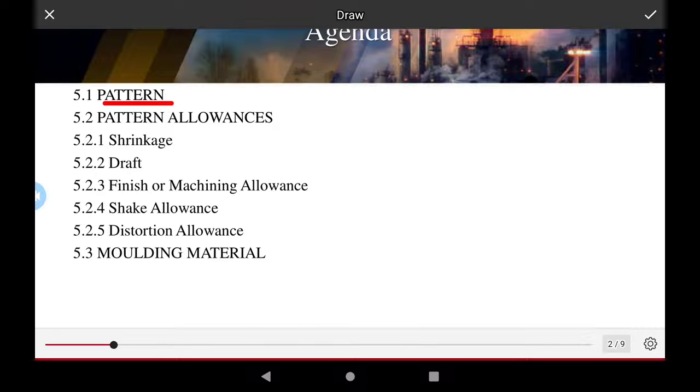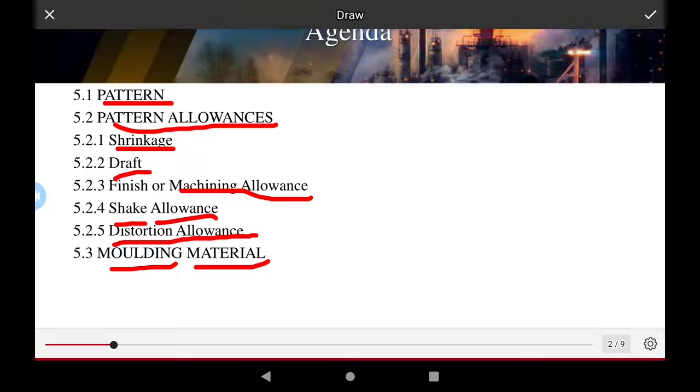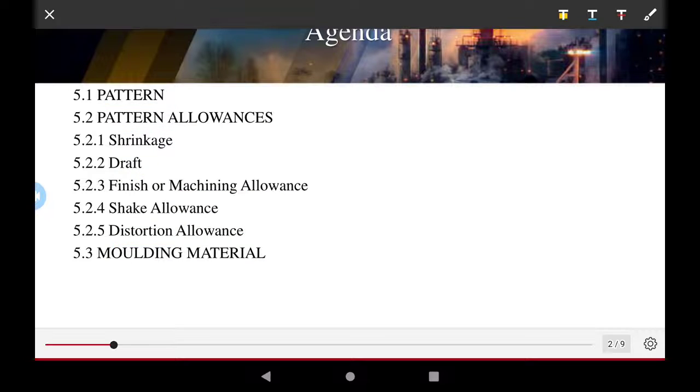Patterns, what is a pattern? Pattern allowance, what is a pattern allowance? Shrinkage and draft, finishing or machining allowance, what is the finishing allowance, the sag allowance, and distortion allowance, and molding and metal. These are the topics presented in detail in this video.